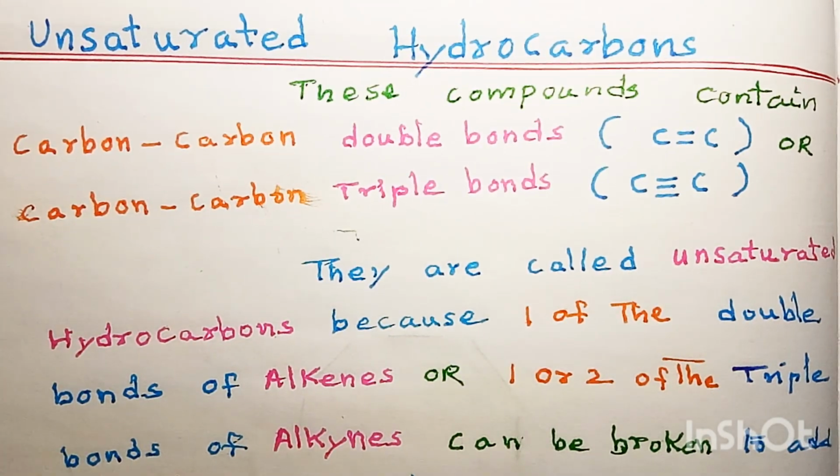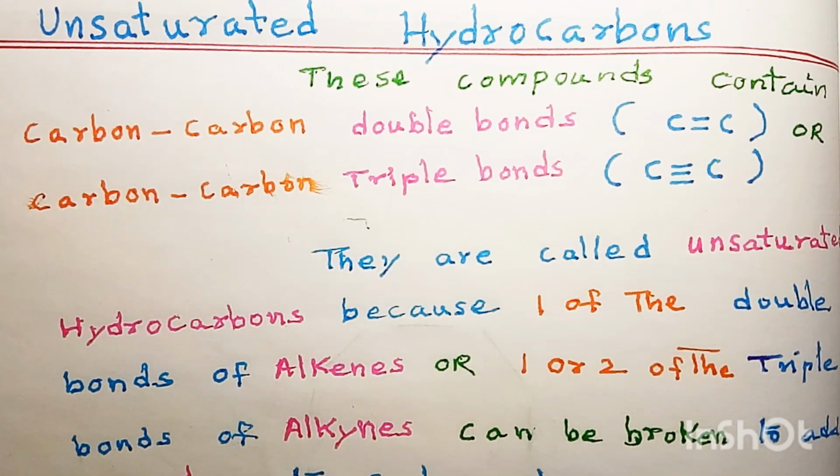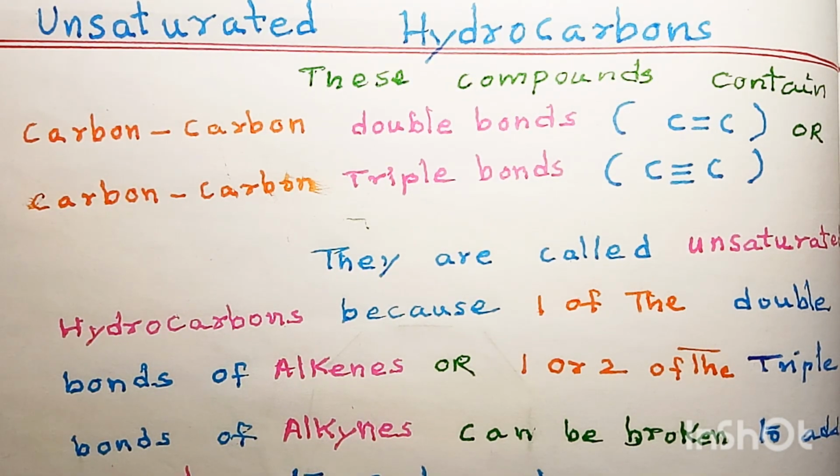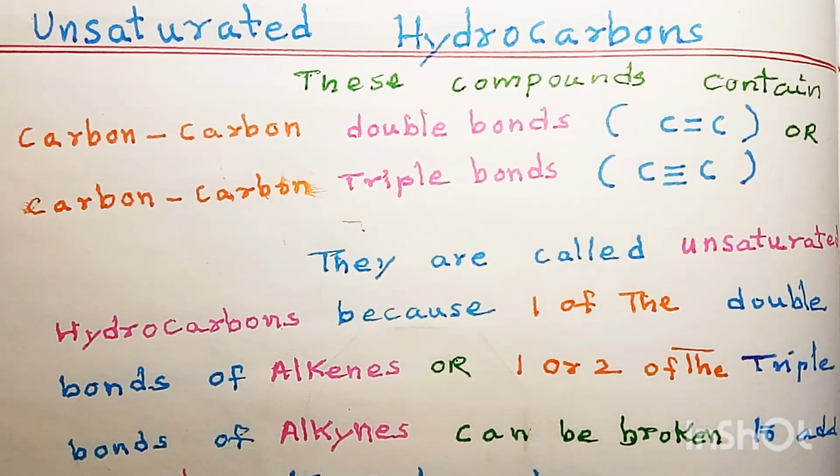In our previous lecture, we have learnt about unsaturated hydrocarbons. In unsaturated hydrocarbons, we have alkenes and alkynes. Let's revise what are unsaturated hydrocarbons. These hydrocarbons contain carbon-carbon double bonds or carbon-carbon triple bonds.